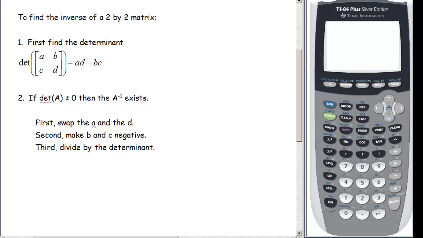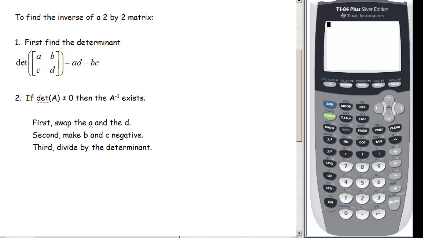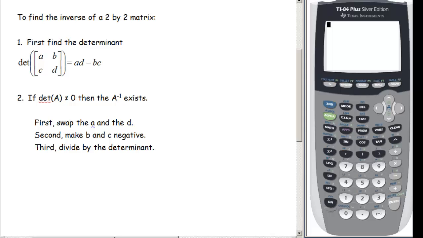First of all, not all matrices have inverses. There's some matrices that we can't find an inverse for. And the way we tell whether we can find an inverse is by looking at the value of what's called the determinant. So if we have a matrix that looks like this, what you do is you take A times D minus B times C.